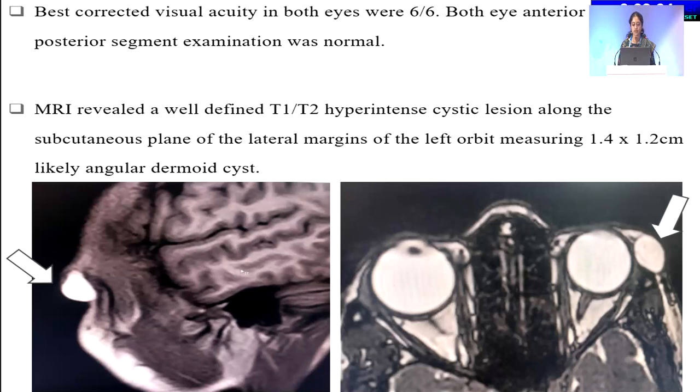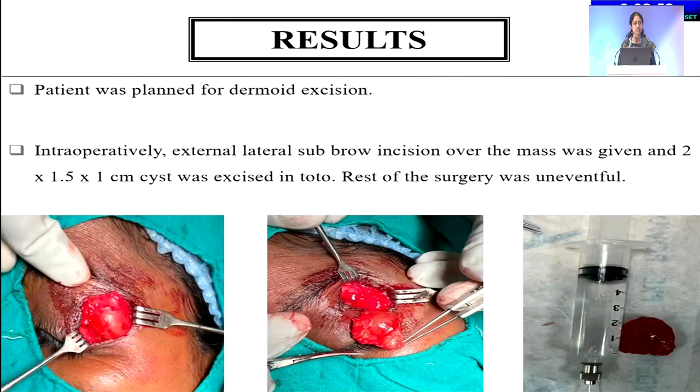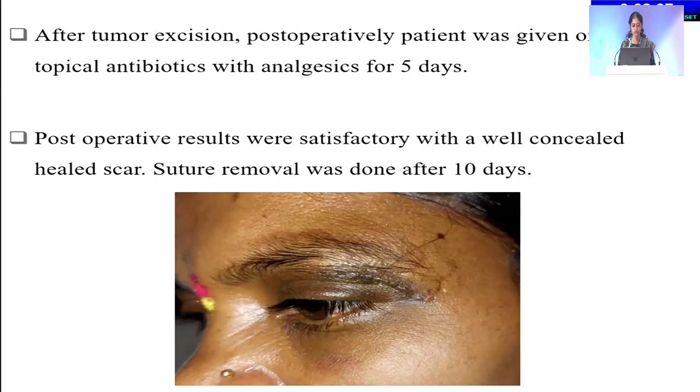MRI revealed a hyperintense cystic lesion along the subcutaneous plane of the lateral margin of the left orbit, measuring 1.4 x 1 to 1.2 centimeter, likely an angular dermoid cyst. After necessary investigations, the patient was planned for dermoid excision. Intraoperatively, an external lateral subbrow incision was given over the mass, and a 2 x 1.5 x 1 centimeter cyst was excised in toto, and the rest of the surgery was uneventful.